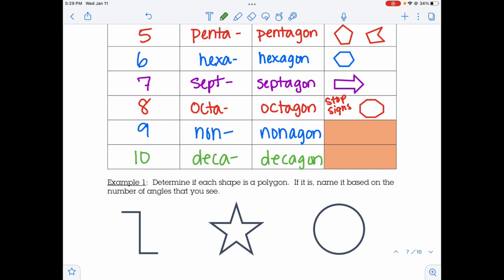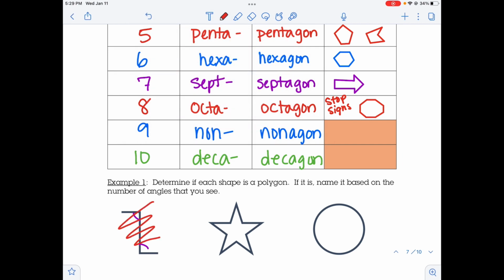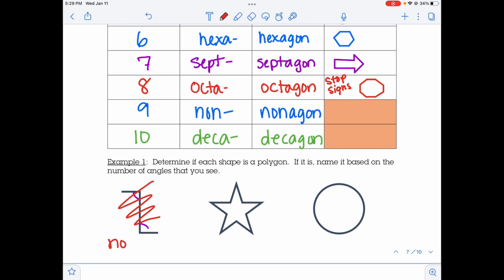So our example here, we have 3 different drawings, and we're going to determine if each one is a polygon. Now the first one, the one on the left, does have some angles. So there's an angle here and an angle there, but it's not a polygon because it's not closed. Remember, our characteristics of a polygon is that it is a closed shape with many angles. That's what that polygon word meant.